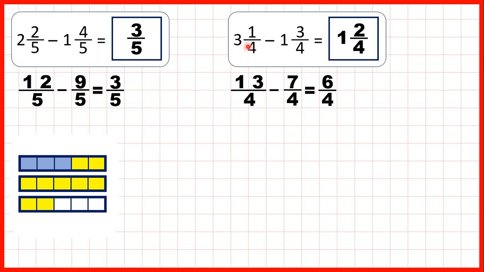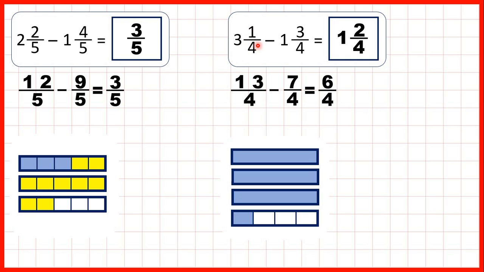Then we had 3 and 1/4, so 3 wholes and 1/4, but we turned those wholes into quarters as well, because we changed 3 and 1/4 into an improper fraction. We were subtracting 1 and 3/4, but that's the same as 7/4, and if we subtract 7 of these quarters, we're left with 6/4. But as a mixed number, you can see that here we have 1 whole fraction bar shaded blue and 2/4 of another one, so that gives us our answer 1 and 2/4.